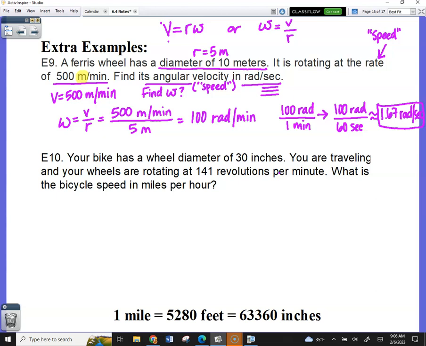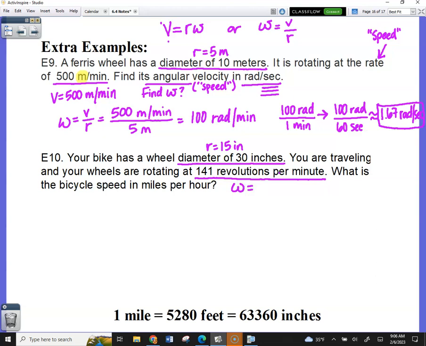I heard a lot of different units of measurement, so let's go in and underline. Your wheel has a diameter of 30 inches. We don't want diameter, that means radius is 15 inches. You are traveling and your wheels are rotating at 141 revolutions per minute. They're giving you a rate. Which rate are they giving you? Your clue is the word revolutions. Revolutions is describing the rotation, right? Or the radians. So this is the omega. They're giving you omega.